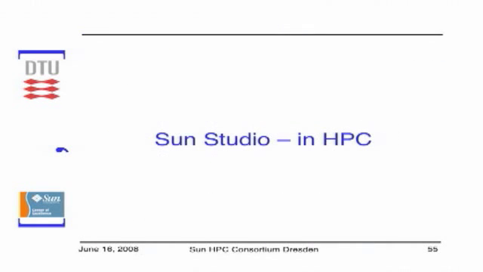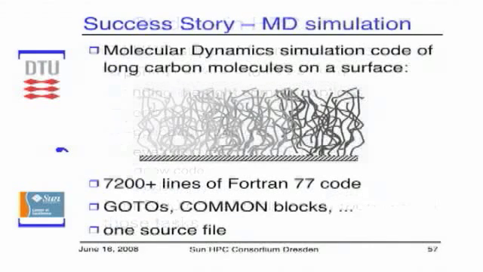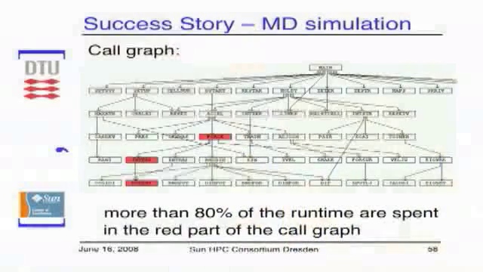Here's a success story of what we did in our HPC environment. This is what we do typically. We do HPC support for researchers. I had one chemistry colleague. He came with this code that's carbon molecules on a surface, like this polymer crush here. It's a 7,000 line Fortran code, has been used for at least 15 years. Lots of GOTOs, common blocks, and everything in one source file. We did an analysis of the call graph, and we looked at where we spent the time, and there was one subroutine where we spent 80% of the time, and this calls two other subroutines.